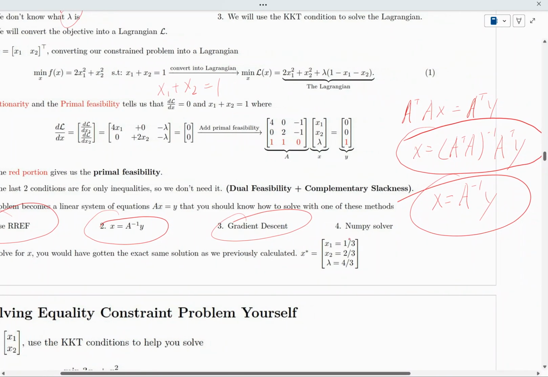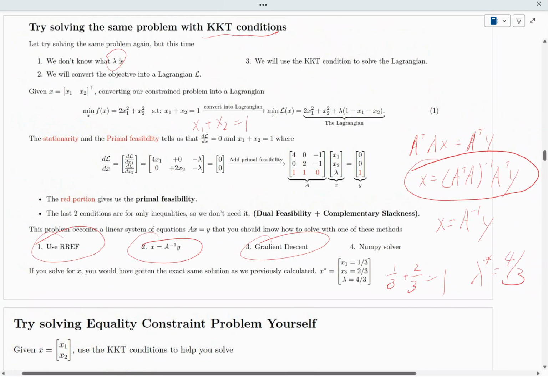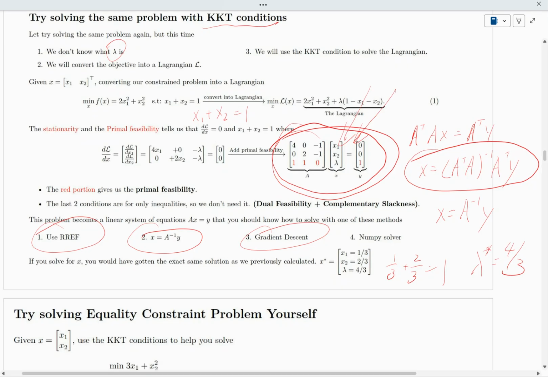The optimum solution for x is 1/3, 2/3, and 4/3. And this was the solution. Remember, 1/3 plus 2/3 is equal to 1, so it's satisfied. And lambda star is equal to 4/3, the same as the previous example we've done. So this is an example of how you can solve it. Now, this is a simple example where you can formulate the problem into a linear algebra method. However, you don't always get to do this. Like we got lucky and we can formulate it this way. Other times you have to use your logic to figure it out.